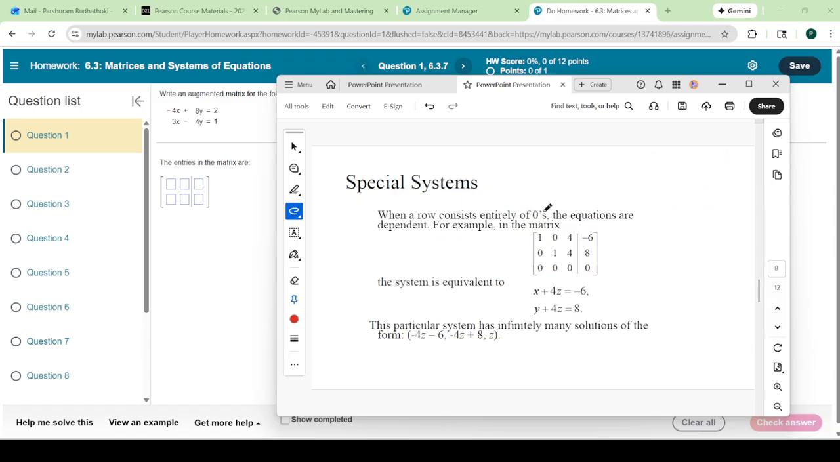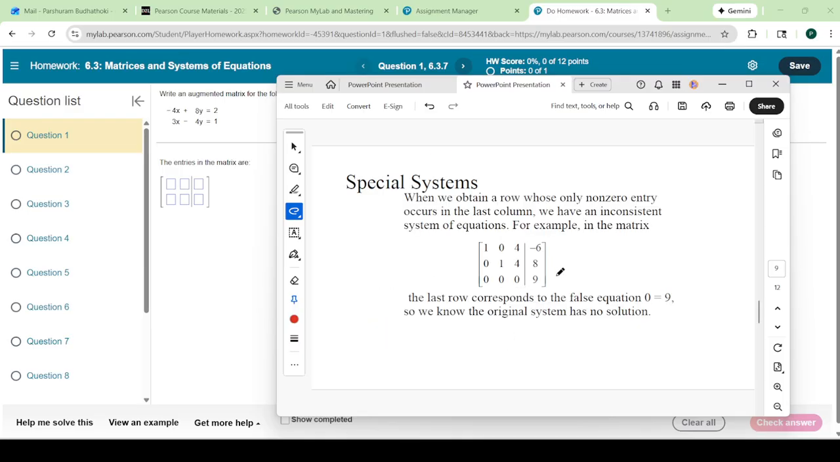There are some special systems where you have to be careful before solving. For example, in this system, as you can see, all the entries in one row are 0. That means this system has only 2 equations but 3 variables. Because of that, the solution is dependent. That means your solution is expressed in terms of one of the variables. So for example, in this case, x can be expressed in terms of z and y can be expressed in terms of z. So the solution is an infinite solution like this.